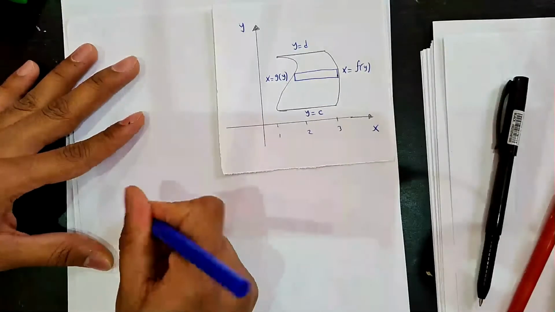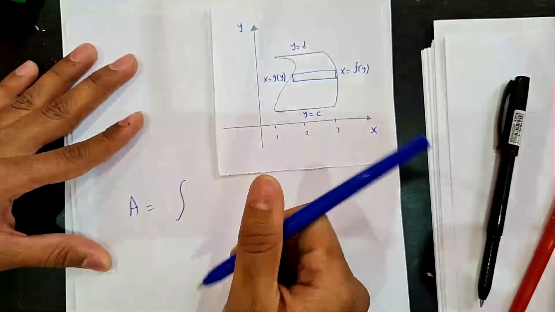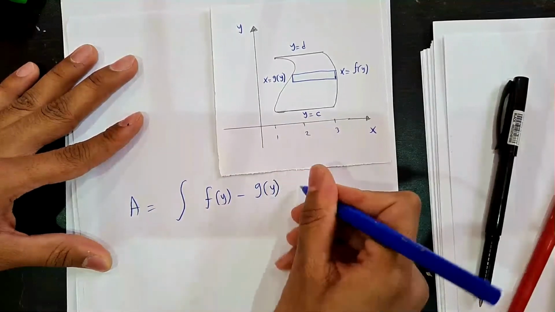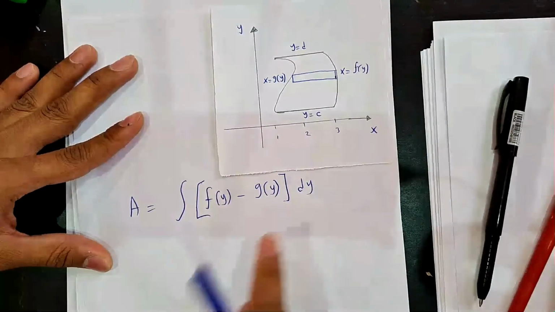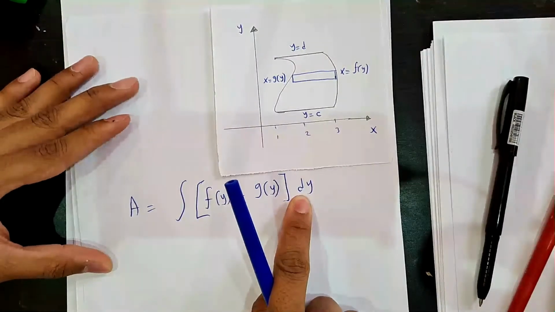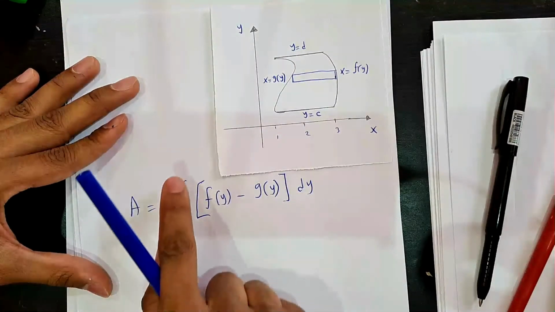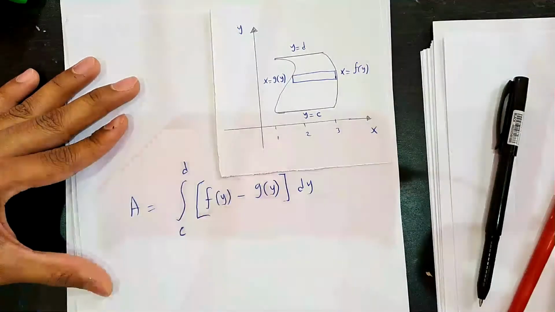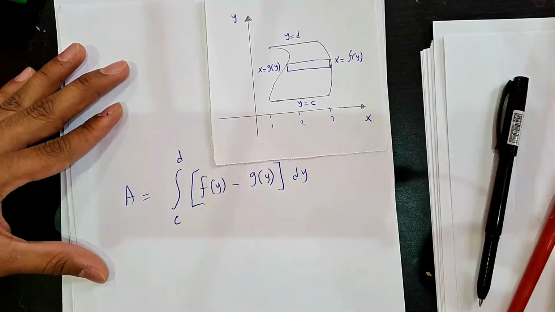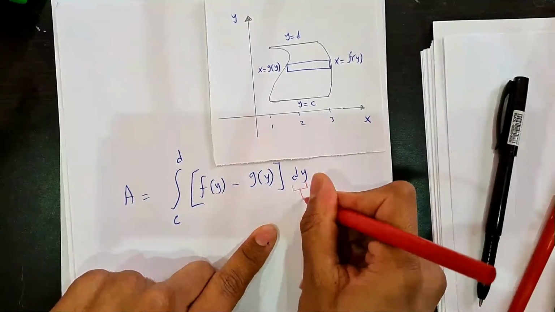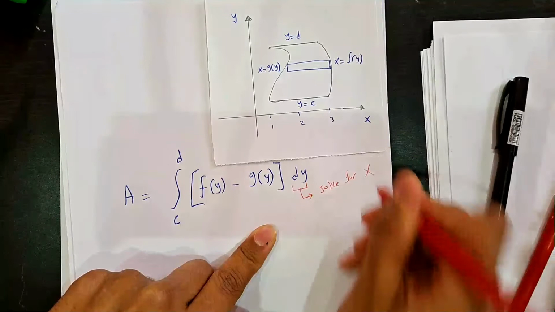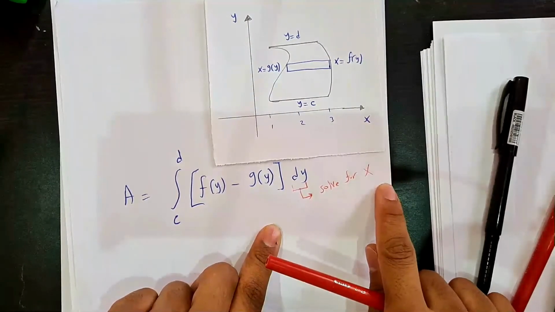The integral will be the function on the right minus the function on the left. So it will be f of y minus g of y. And we need to integrate with respect to y. Again, since we write dy here, integrate from small y up to big Y. What is small y here? It is c. What is the big Y? You can see it is d. And also, if you have dy, this means that you need to solve for the other variable, x. Why did I say solve for the other variable?